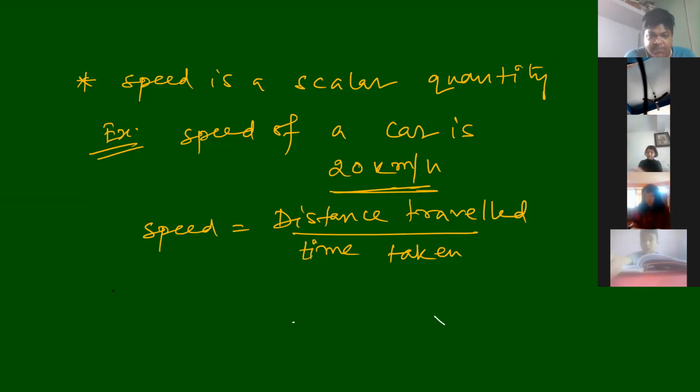Now the speed can be expressed as v. By small v, speed is represented, and it is equal to distance traveled, that means s, divided by the time t. Okay. So speed is represented by the small v. It is equal to the distance traveled s divided by the time taken t.